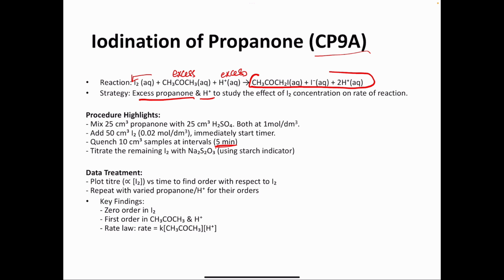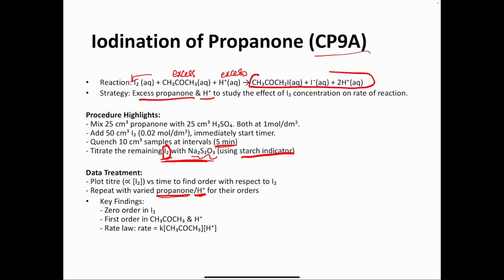Then you titrate the remaining iodine in the reaction mixture with sodium thiosulfate. We saw the equation for this reaction before, using starch indicator. And then you can determine the concentration of iodine left in there. Then you plot the graph of the concentration of iodine versus time to find the order with respect to iodine. You could do this with other reactants. For example, you could give excess iodine and excess hydrogen ions to determine the order with respect to propanone, and later you can make propanone excess and iodine excess and determine the order with respect to H+.